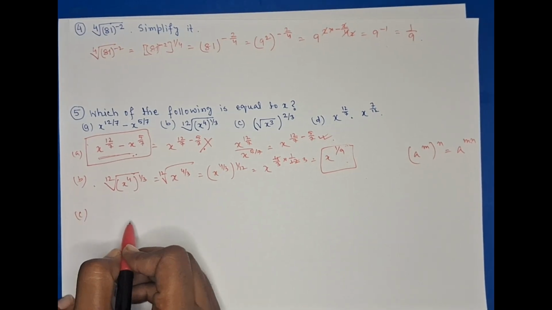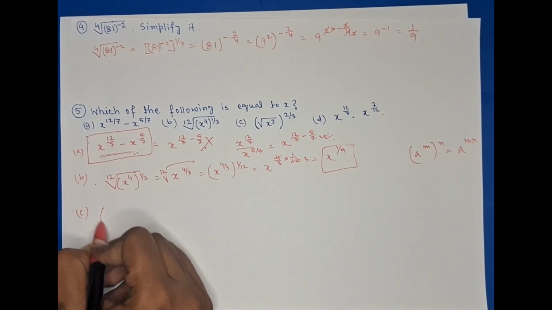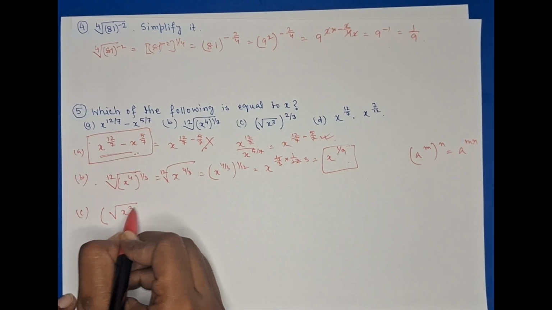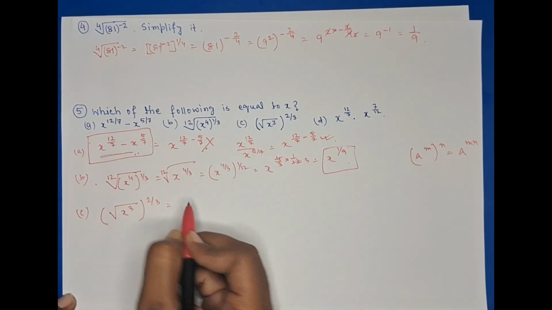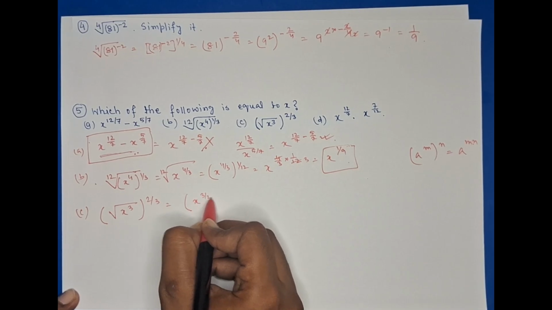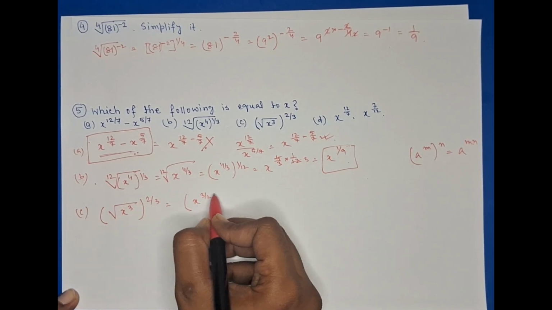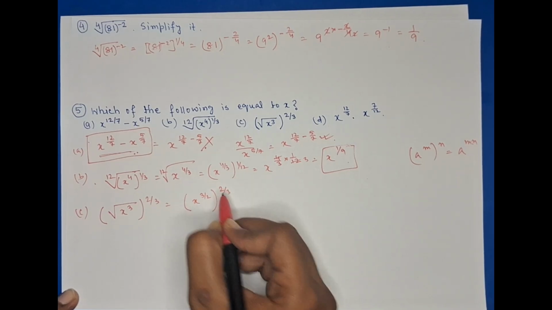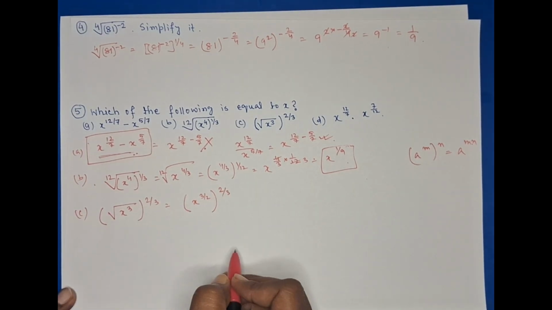So the option C is square root of x cube whole to the power 2 by 3. We can write it as x to the power 3 by 2, if we remove the square root, whole to the power 2 by 3. Okay.